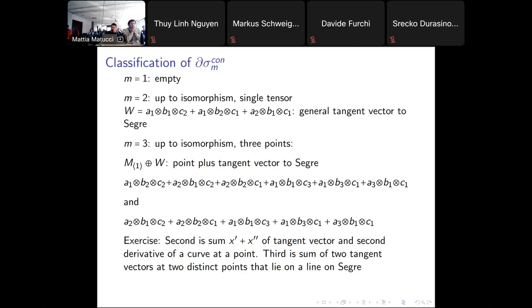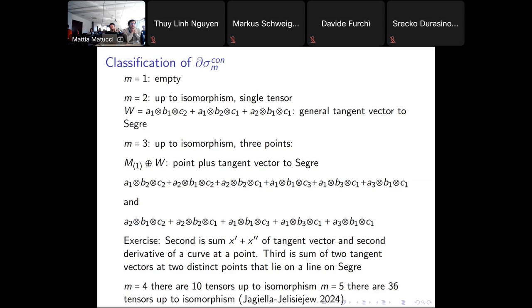So there's a very simple geometric explanation of all these things when m is less than or equal to 3. Then when n equals 4, we start losing the geometric explanation, but at least we have a complete classification. And note, still there's only a finite number up to isomorphism. When m equals 5, there's still only a finite number up to isomorphism.